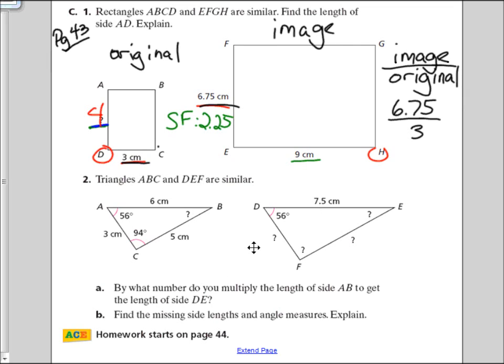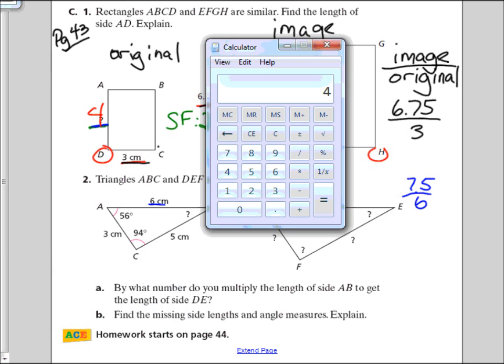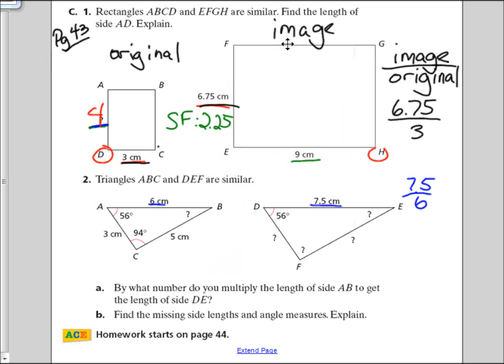All right, the same goes true for triangles. Again, image divided by your original. All right, this is not turned. We have our original, we have our image. So 7.5 divided by 6, that's going to give us our scale factor of 1.25.